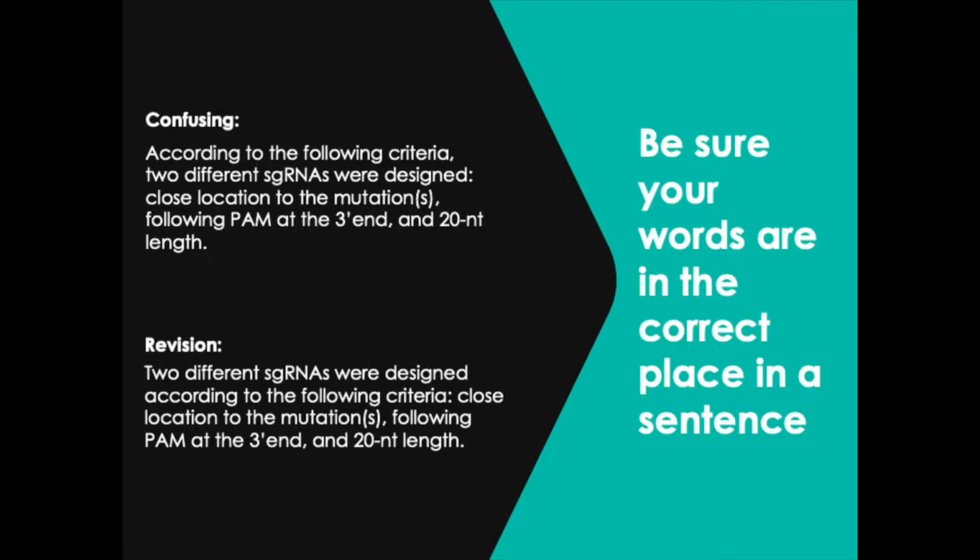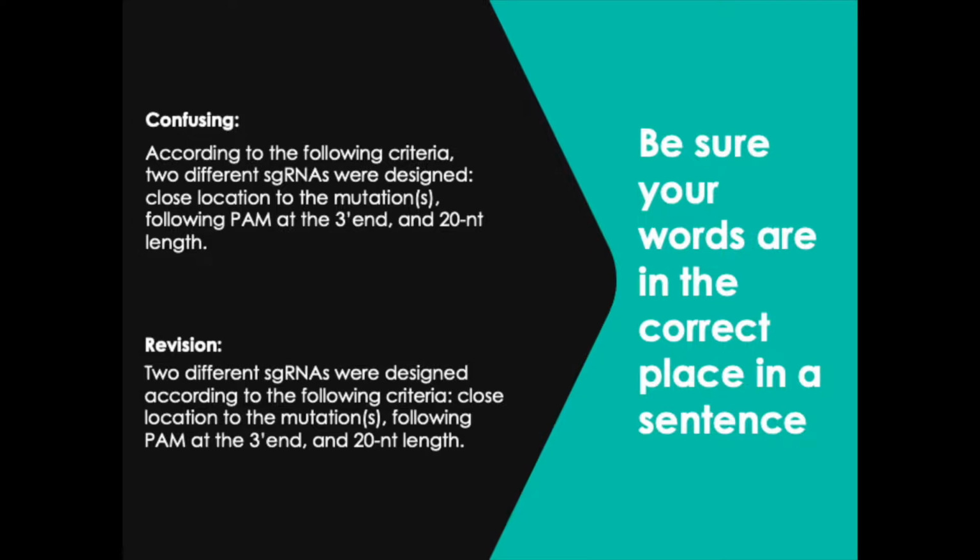So when I read that sentence, I'm confused because it says 2 different sgRNAs were designed, and then they have a list of 3. And so eventually I figured out that this list of 3 were the following criteria that they were referring to. It was not the 2 sgRNAs that is in the sentence.